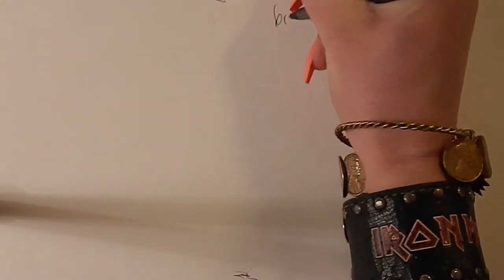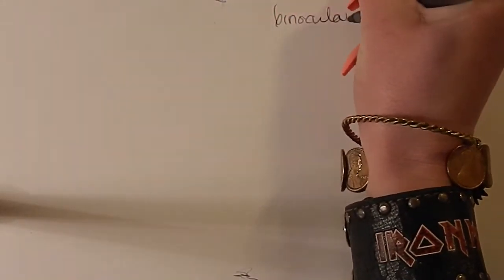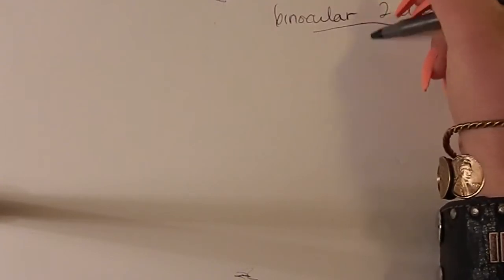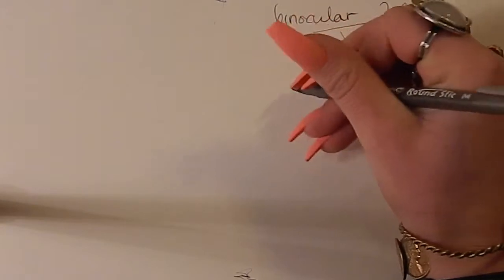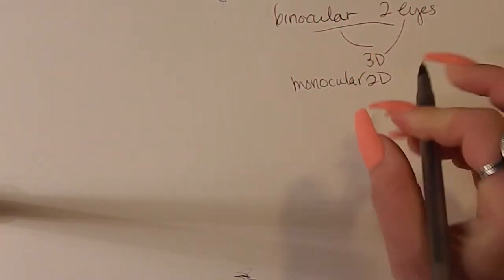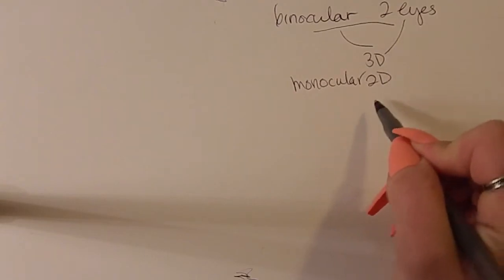So, as I said, we have binocular vision. We have two eyes, okay? Our brains synthesize the disparity in the retinal images that we get to create a 3D image. When we paint, we're making a 2D image, and we have monocular vision. As a result, we're just using one eye.